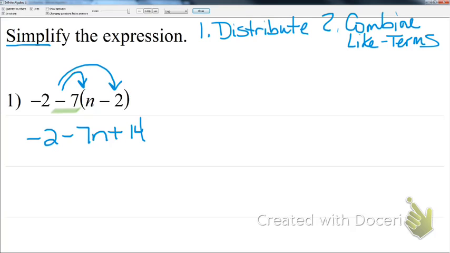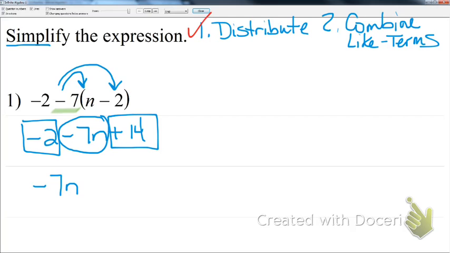Locate your variable term first. Don't forget the signs that come in front of the terms. So our first term is negative 7n. There's no other variable terms in the expression, so we simply copy it down because there's nothing to combine it with. Then identify your constants. We have a negative 2 and a positive 14. Combine them. Remember, you use the rule of SOB. If they're the same signs, you add, opposite signs subtract.